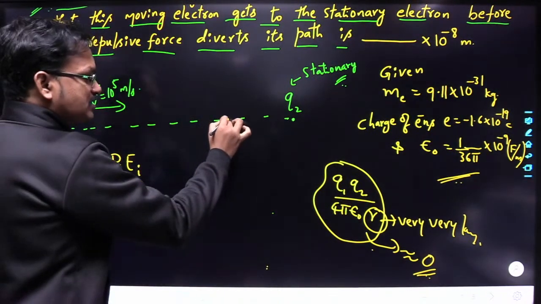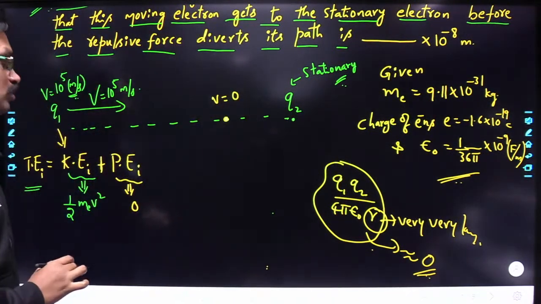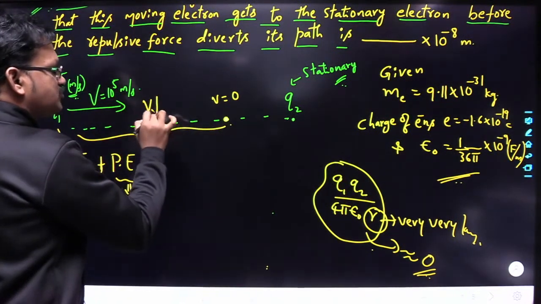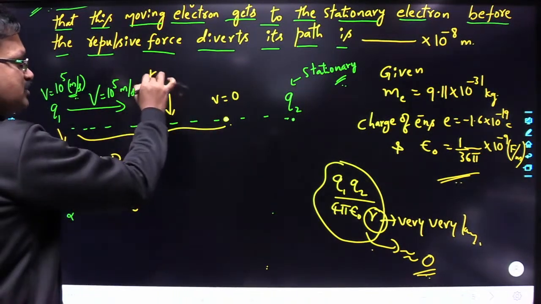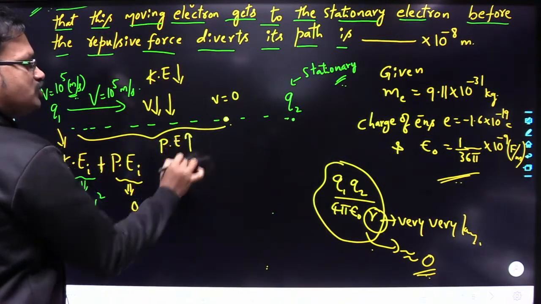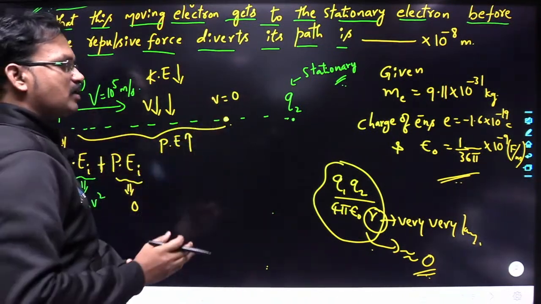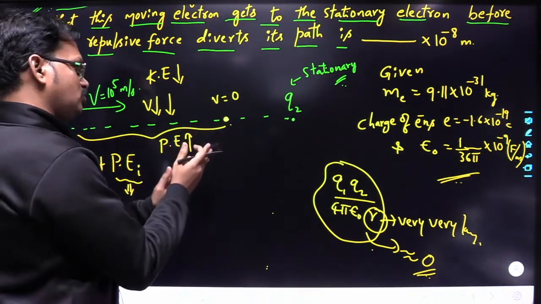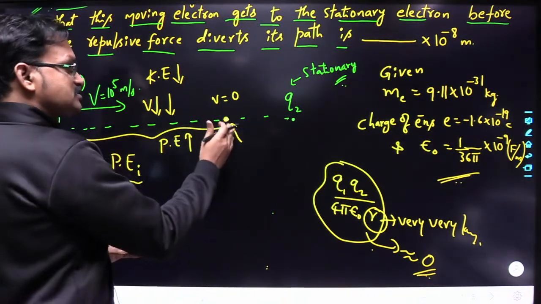So let us assume at this location, its velocity has become equal to 0. Throughout this path, its velocity gradually decreases. So the kinetic energy is going to decrease and the potential energy is going to increase throughout this path. Finally, what will happen? The velocity will become equal to 0. So this is the final position.